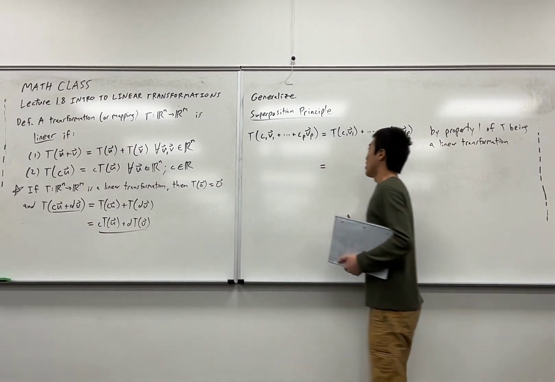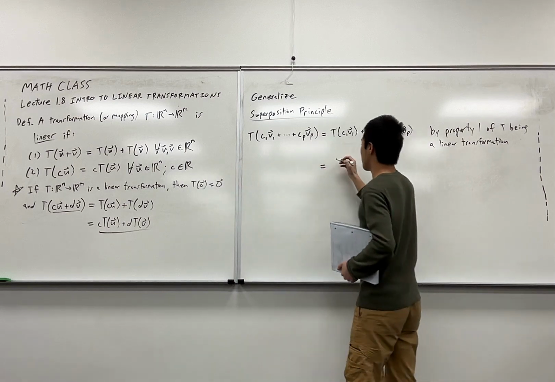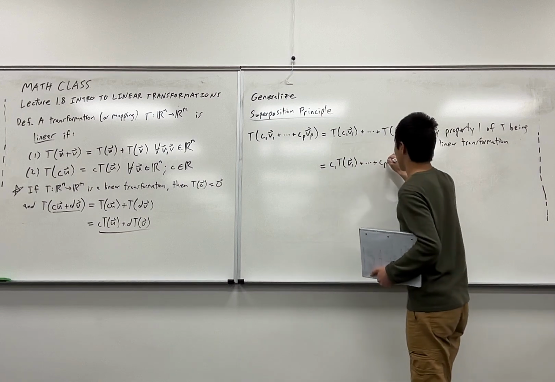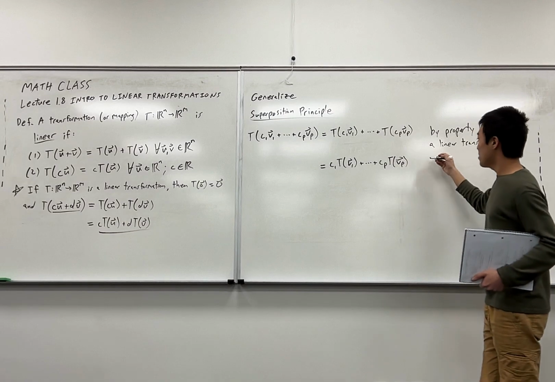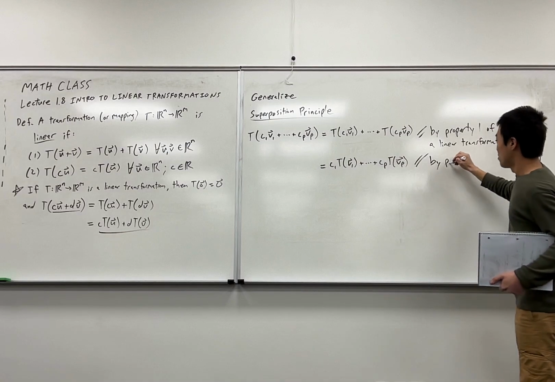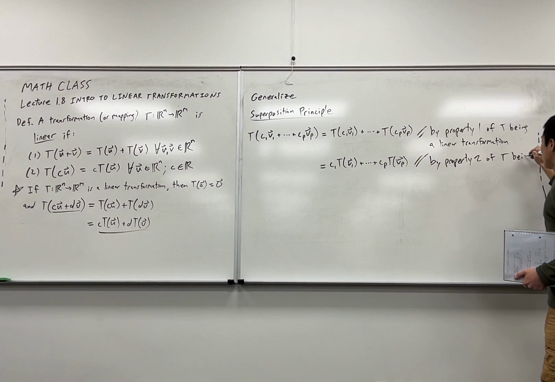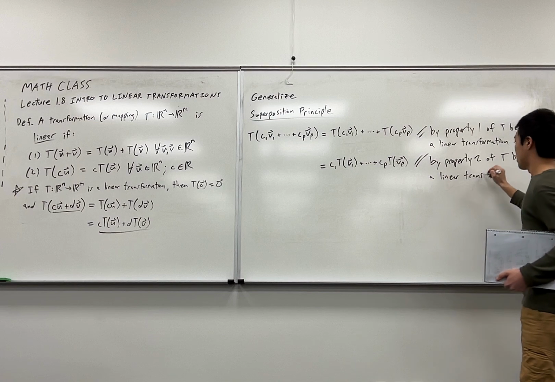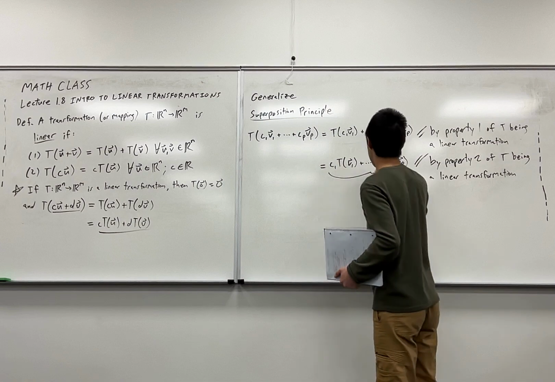Okay. And then now, what's the other property? You can separate the... Take out the scalars, yeah. So it's C1 T of V1 plus and so on, and then this, I can claim this by, so if I want to think about it as a comment, by property 2 of T being what? A linear transformation. Linear. And this right here is your superposition principle.